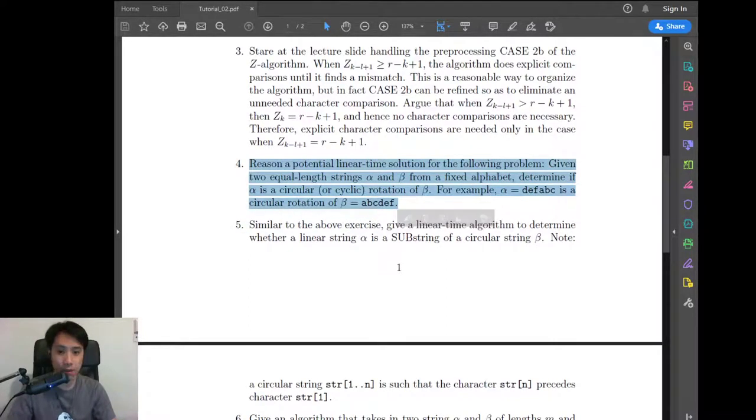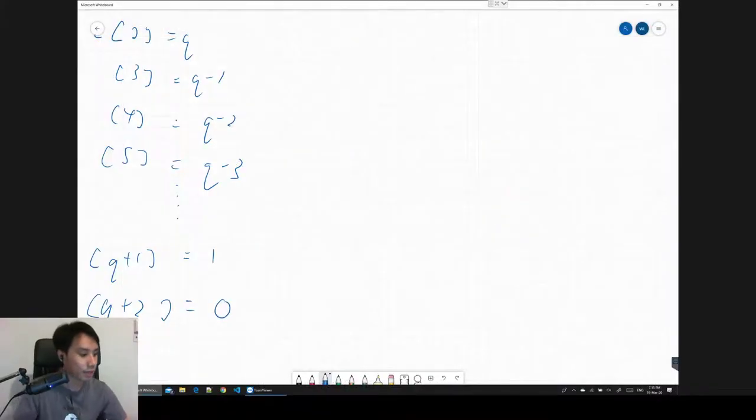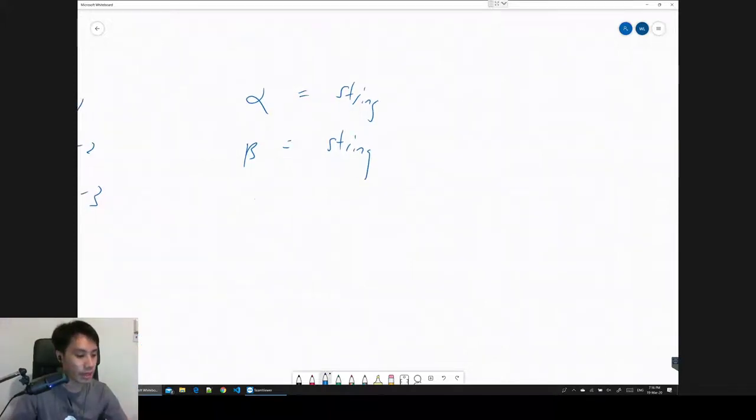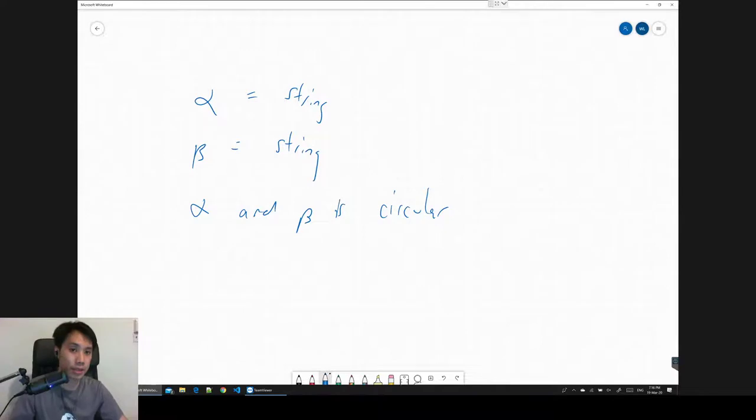Let me explain the concept with alpha and beta. Let's say alpha is a string, and beta is another string. The entire concept about circular is: if beta is a circular version of alpha, it means they are the same string, but the alphabet begins at a different position.